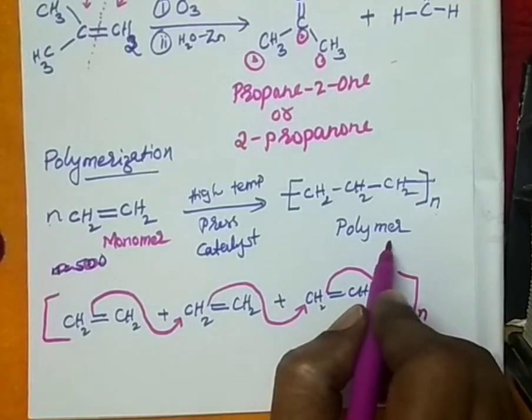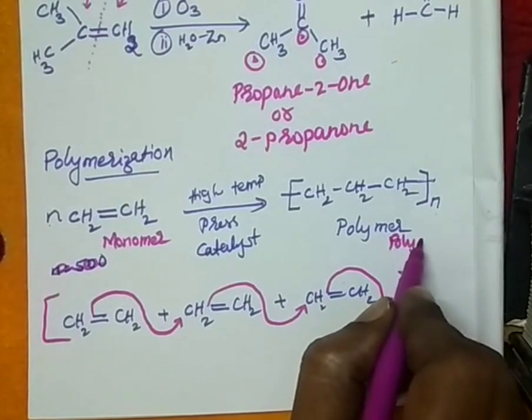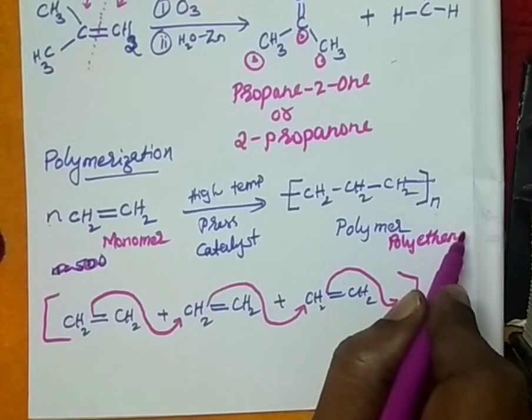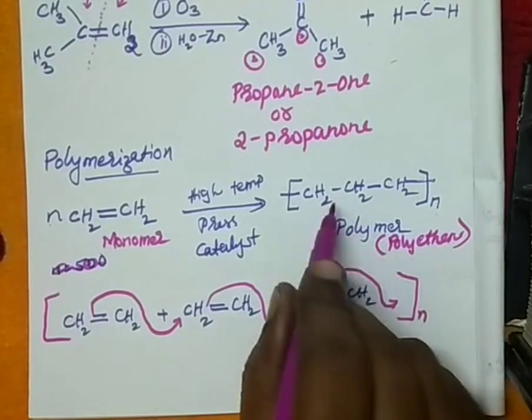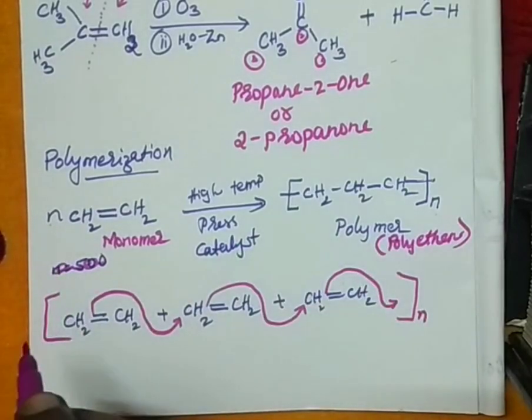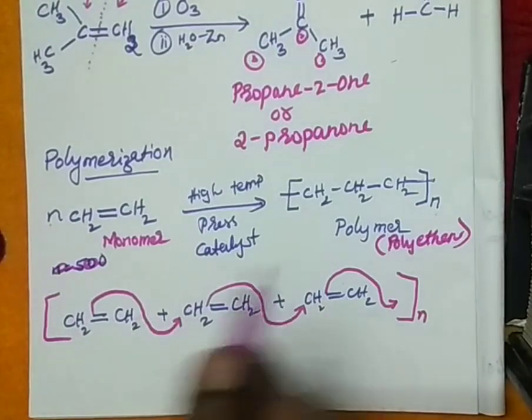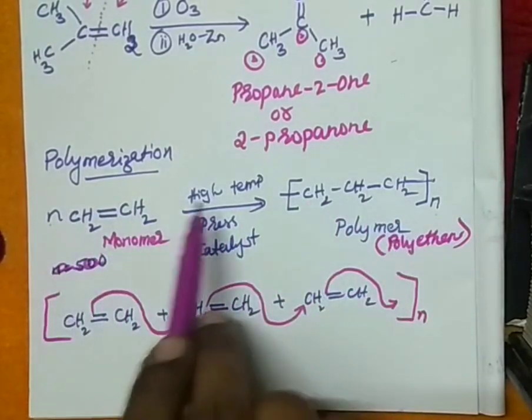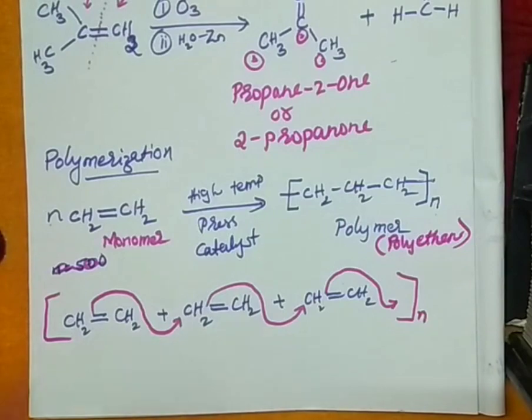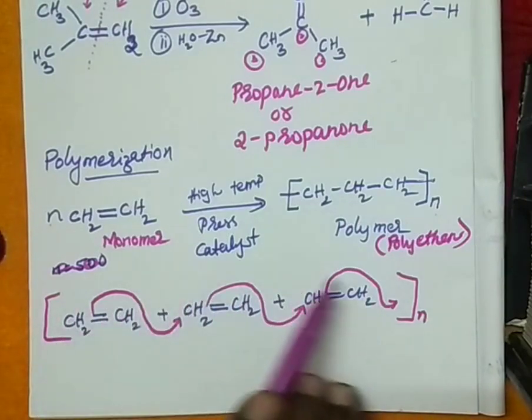Why? It is forming from ethene, right? So polyethene. If I take propene, polypropene. If I take styrene, polystyrene. Enough, remember the reactants, reagents and products. Even this mechanism I have written only for your sake.